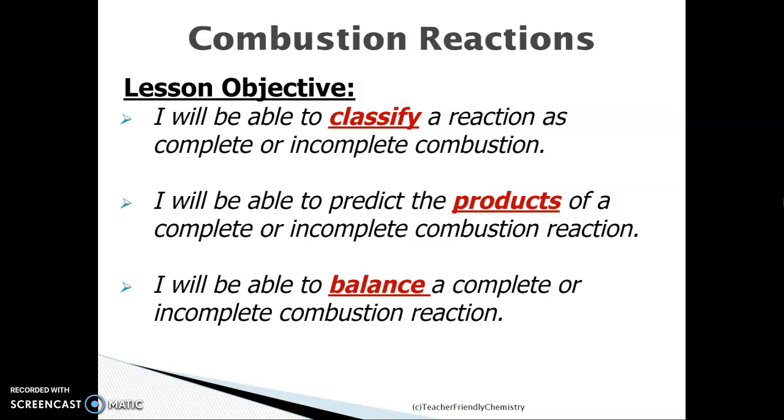So remember there are 5 reactions we have to know how to identify and balance. There's synthesis, decomposition, combustion, which we're going over today, and then single replacement and double replacement. Today we are only focusing on combustion reactions. So our lesson objectives are on the screen and we are going to go ahead and get started. Today we are going to learn what a combustion reaction is, what reactants and products go into a combustion reaction, and then of course how to balance them.